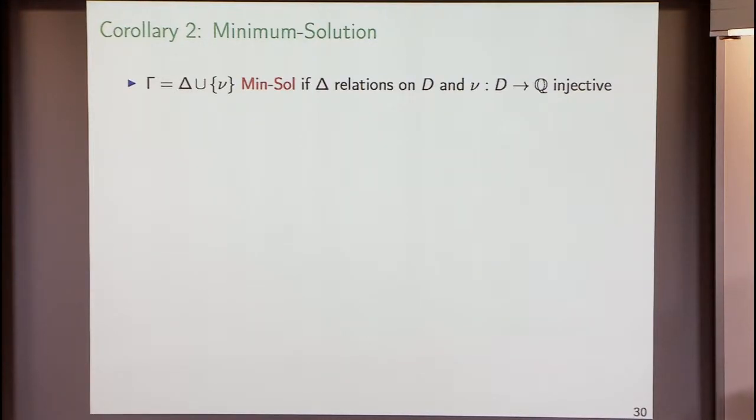So where does it come from? Over the Boolean domain, these problems are called min-ones. You have a set of relations you want to satisfy plus minimize the number of variables assigned 1. This is a generalization to larger domains. It includes as a special case, say, bounded linear programs and other problems.